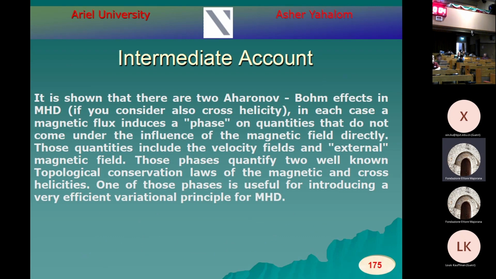So you can say that there are two Aharonov-Bohm effects in MHD, maybe more, if you consider also cross helicity. In each case, a magnetic flux induces a phase on quantities that do not come under the influence of the magnetic field directly. Those quantities include the velocity field and an external magnetic field. Those phases quantify two well-known topological conservation laws of the magnetic and cross helicities. One of those phases is useful for introducing a very efficient variational principle for MHD.